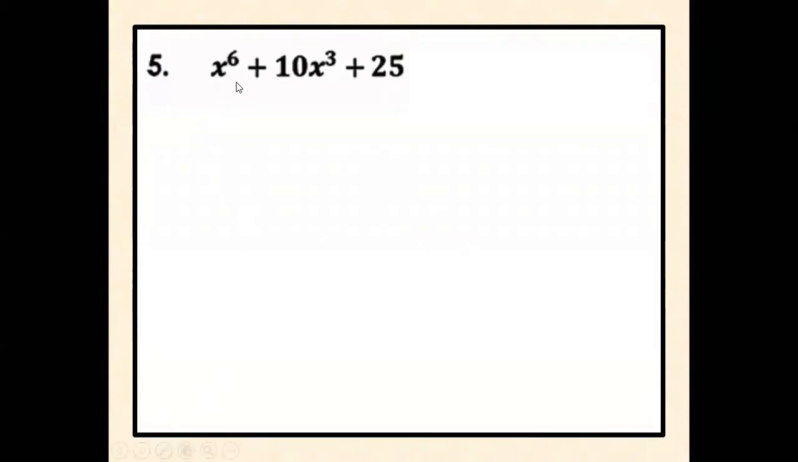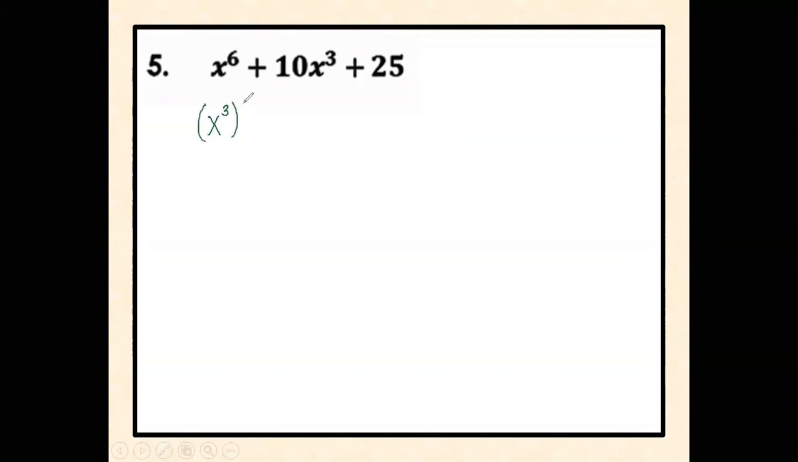So we have x to the 6 plus 10x cubed plus 25. So x to the 6th power is a perfect square. We could rewrite it as x cubed squared. And 25 is also a perfect square, of 5.